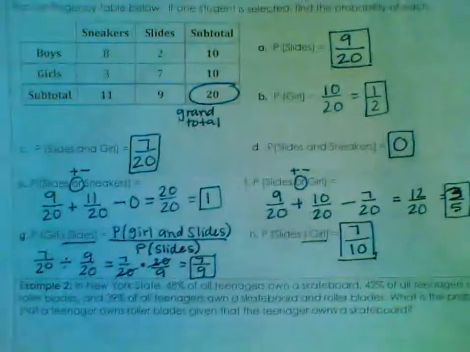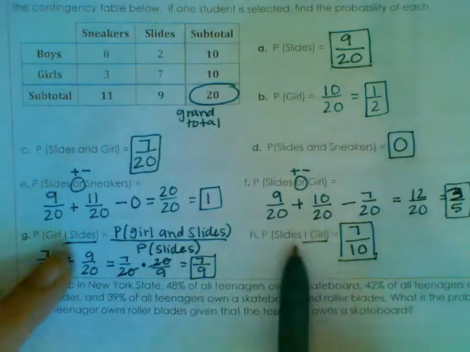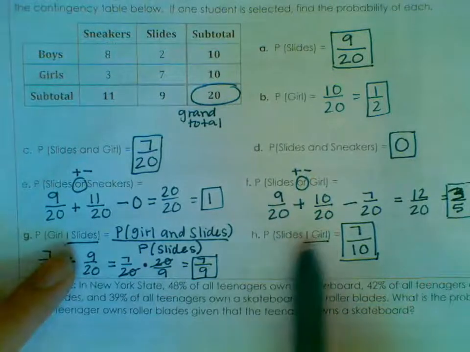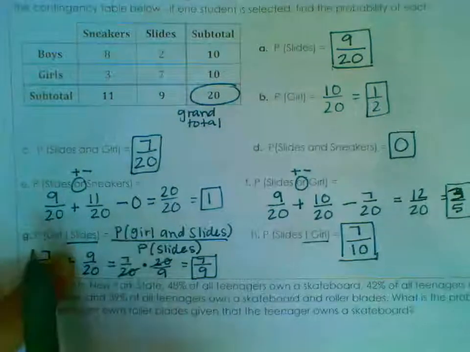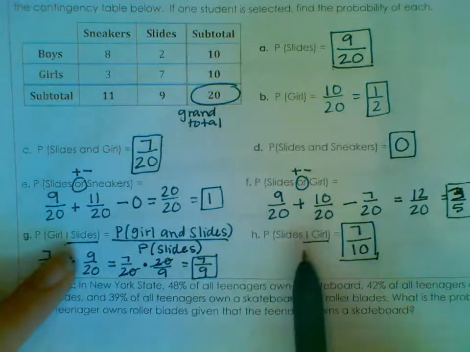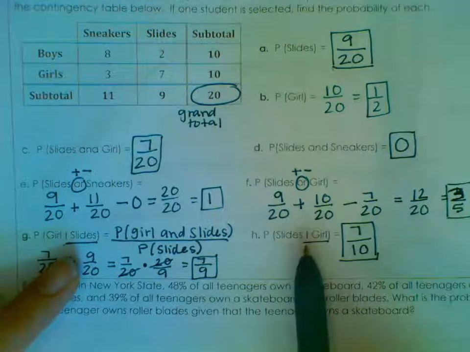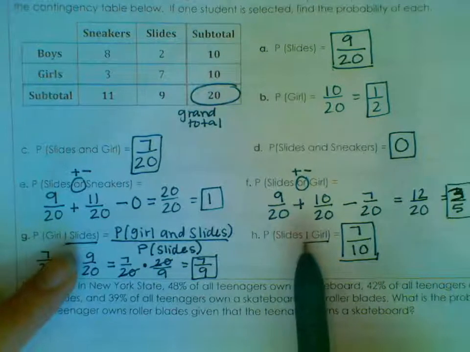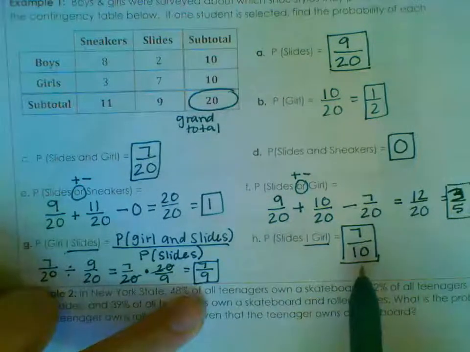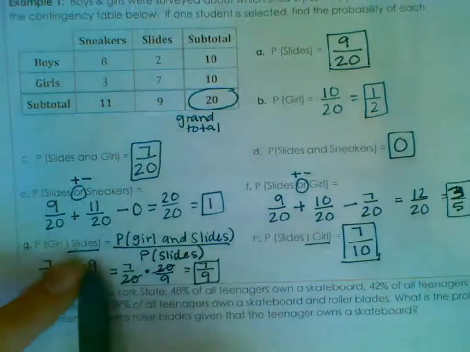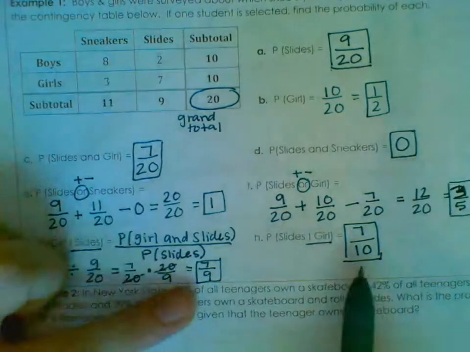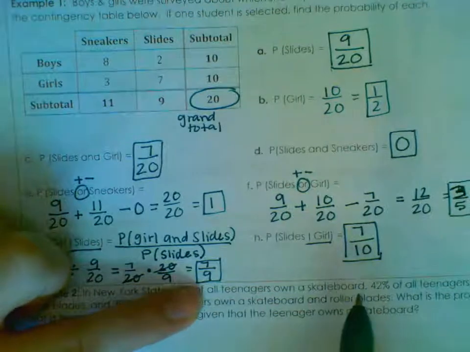Now notice on G and H, it did make a difference. So we're talking about the same two things. We're talking about slides and girls, but they're listed in a different order. First we had girl given slides. Now we have slides given girl. So even though we're using the same two things that we're talking about, the order for the given does matter, and it is going to affect your answer. So make sure you are doing it correctly. Whatever is given is your denominator. It has to be the denominator because it will affect your answer if you do it the wrong way.